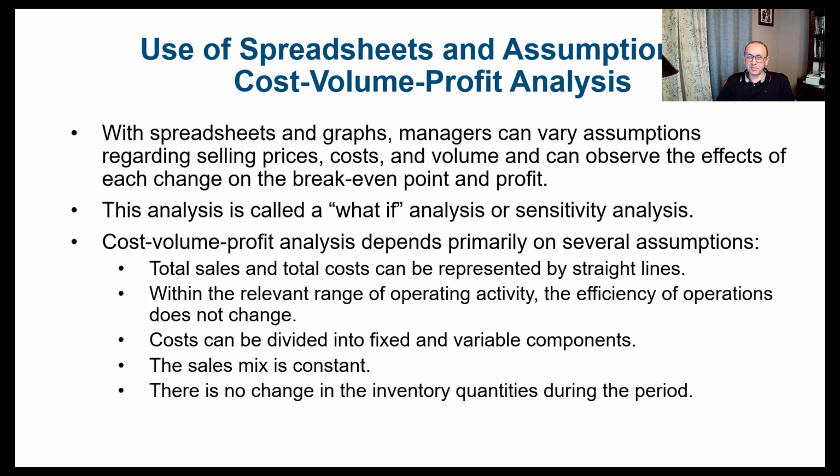So cost volume profit analysis depends primarily on several assumptions. Total sales and total cost can be represented by a straight line. Within the relevant range of operating activity, the efficiency of operations does not change. Cost can be divided into fixed and variable components. The sales mix is constant, and there's no change in the inventory quantities during the period. So these are the assumptions that we always have to keep in mind in order to be able to apply this kind of cost volume profit analysis.